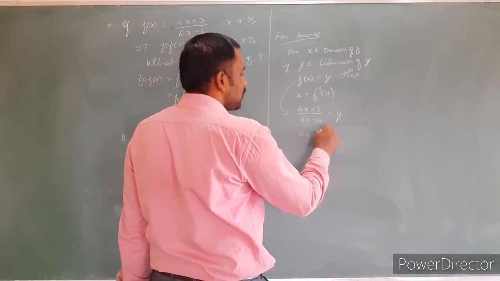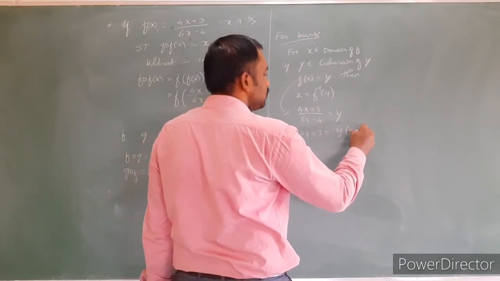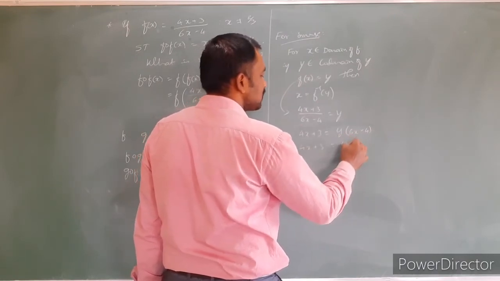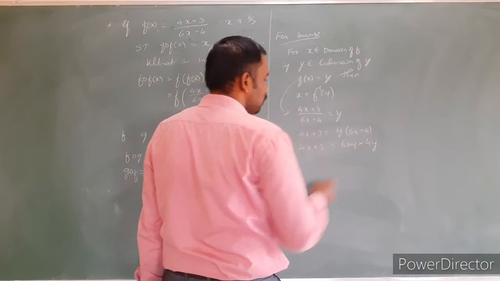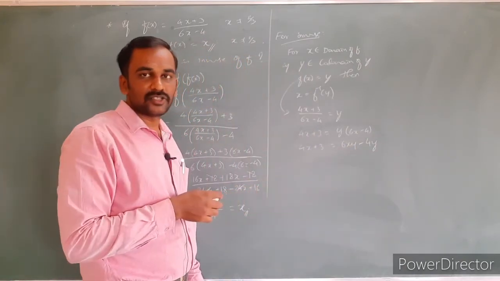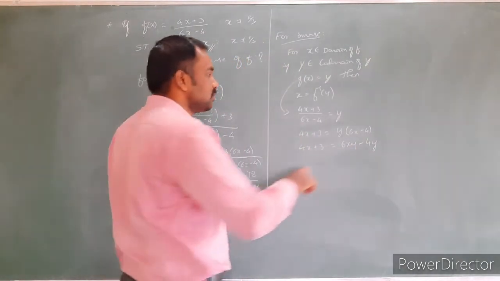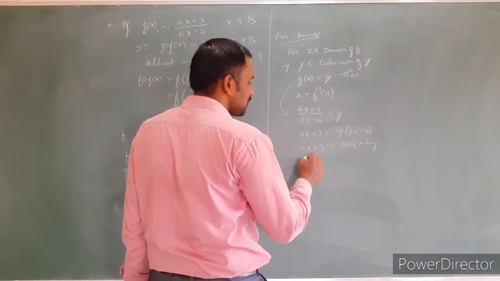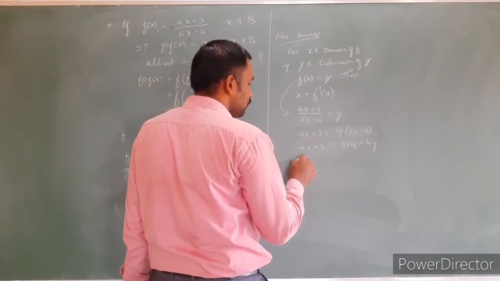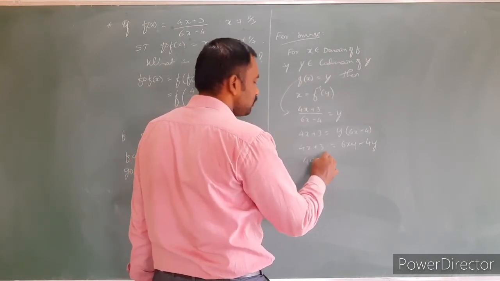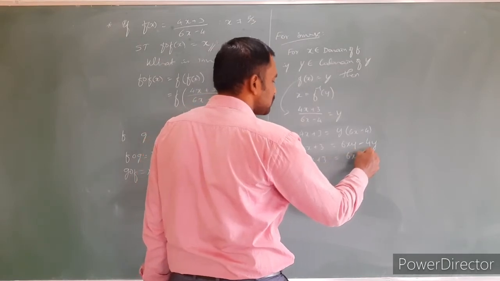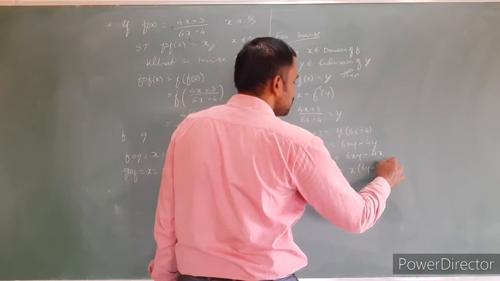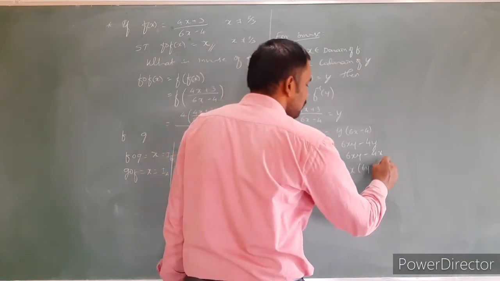How will you get it? 4x + 3 is equal to y times (6x − 4). Okay, 4x + 3 is equal to 6xy − 4y. So I need to take x common, because I need to get x is equal to. So make the x terms one side and the y terms one side. What happens? I just take the 4y to the left hand side. 4y + 3 is equal to 6xy − 4x. Here x is common. What is left? 6y − 4 is left.